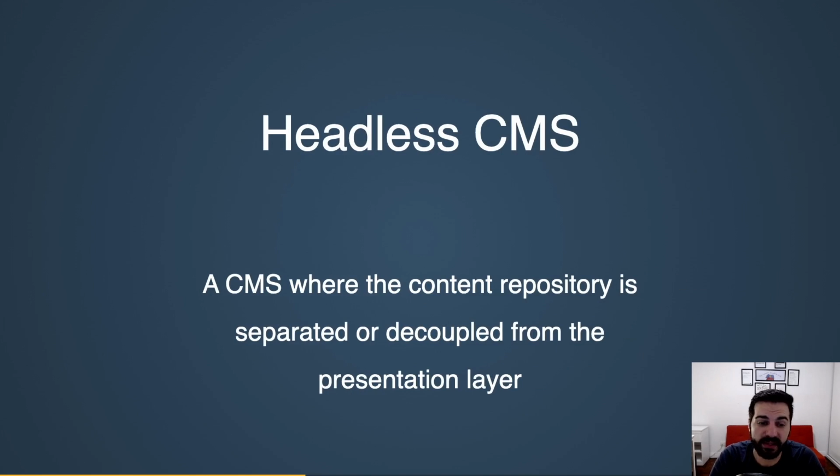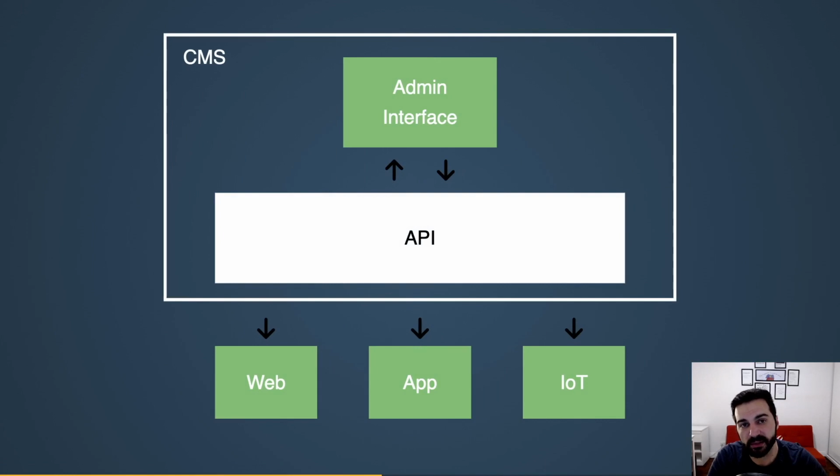A headless CMS is a content management system where the content repository is separated or decoupled from the presentation layer. So in this case, the CMS will be only the admin interface that we will use to create and manage the content, and an API that we can call from a variety of front-end layers or different presentations that we can use for our projects.